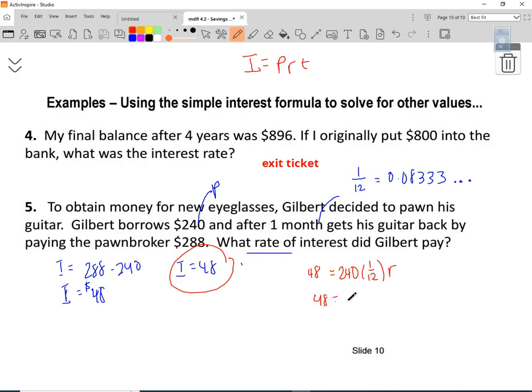So 48 equals 20R, divide both sides by 20. 48 divided by 20 equals 2.4. So we have to know that 2.4, when you find your interest rate in decimal form, you have to do the opposite. You have to multiply by 100. So your rate is 240, and you have to add the percent sign.